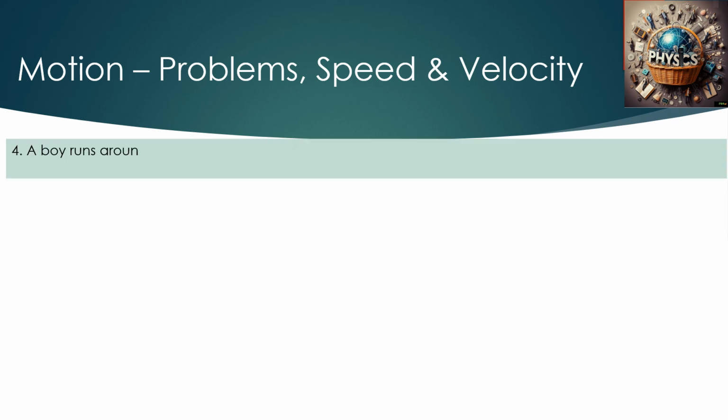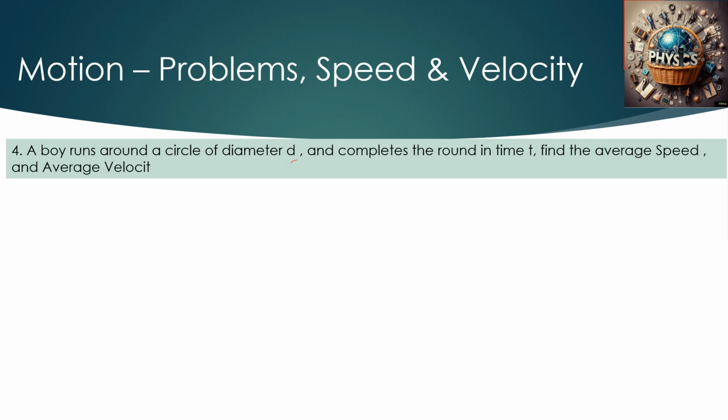So coming to the next question, it says that a boy runs around a circle of diameter d, it's a circle, and completes the round in time t. Find the average speed and average velocity. So average speed, again, it involves the distance. So if this is a circle and the boy starts with this point, and then it eventually goes all around and reaches this point again.